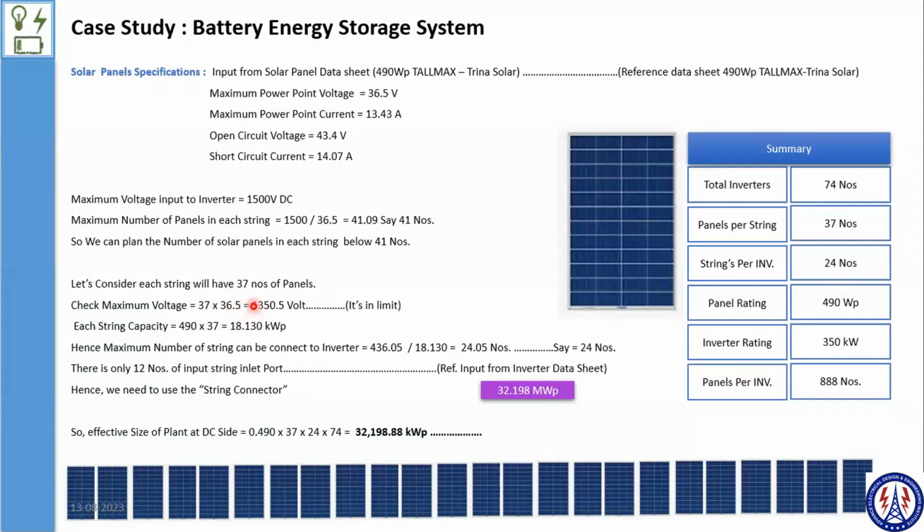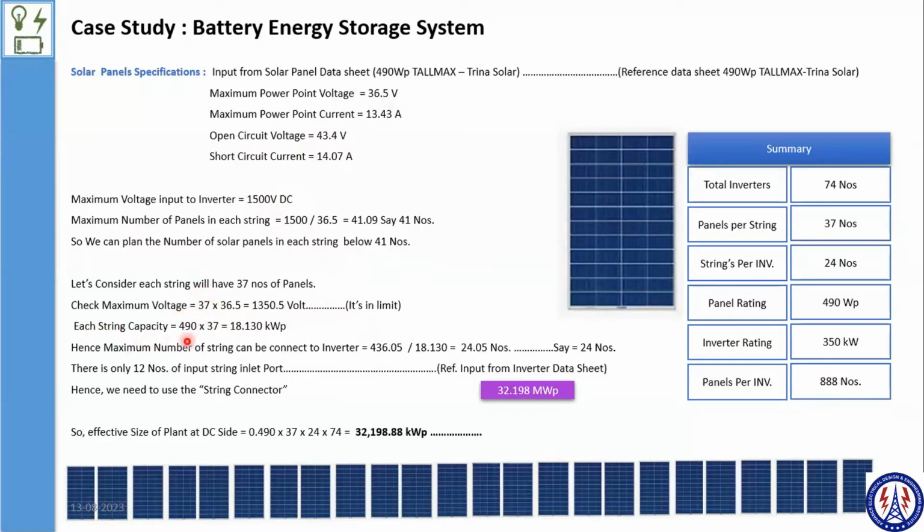37 into 36.5 for this VMPP, connected in series. Every panel in series gives me 1350.5 volt, and it's within the limit, below 1500. So that would be fine. So I'm considering 37 panels in each string.